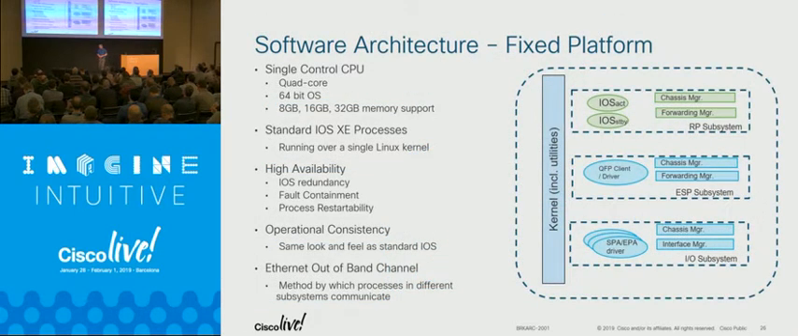The fixed chassis has the same software architecture as the modular chassis, right? All the three subsystems we talk about, the RP, the ESP, the I/O subsystems. The only difference is there's a single control CPU, so there's a single kernel, and all the three subsystems run on top of this kernel.